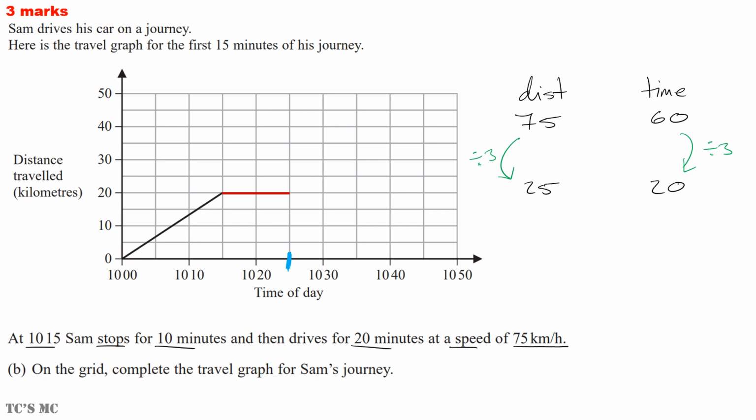10:25 add 20 minutes is 10:45. 20 kilometers add 25 kilometers is 45 kilometers. So we need to draw a straight line up until this point. And now we have a third mark.